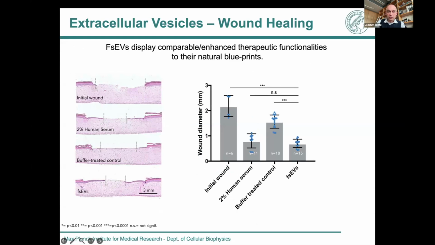Now, if you do it just with buffer, you see that the wound stays larger than in the case with human serum because important signals are missing. Now, if we add to the buffer treatment our synthetic extracellular vesicles, you see the wound is also shrinking in the same way as with human serum. And that's in principle shown here by this graph.